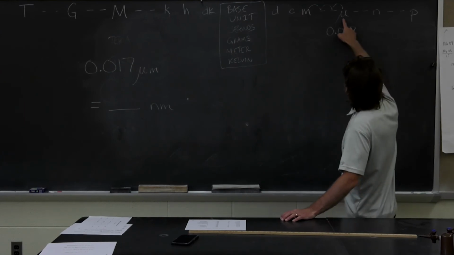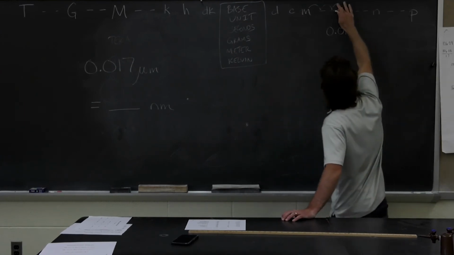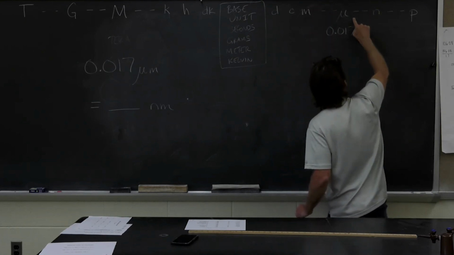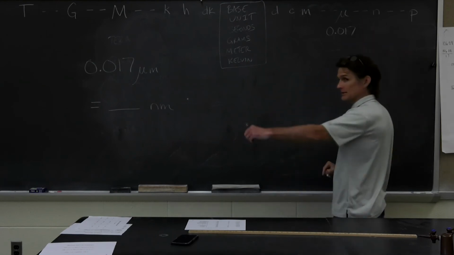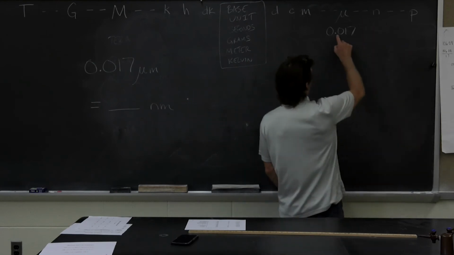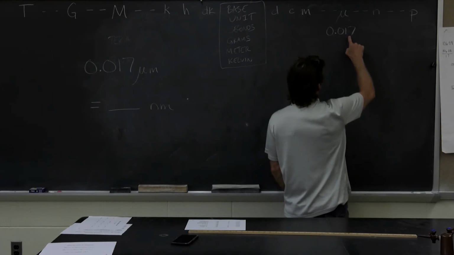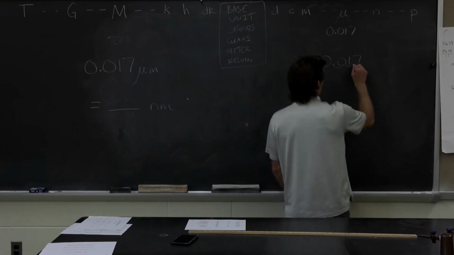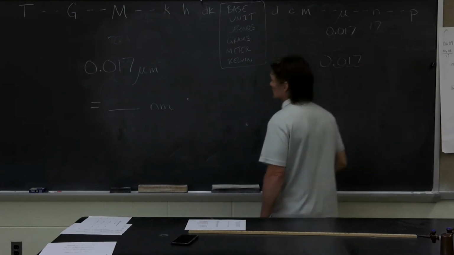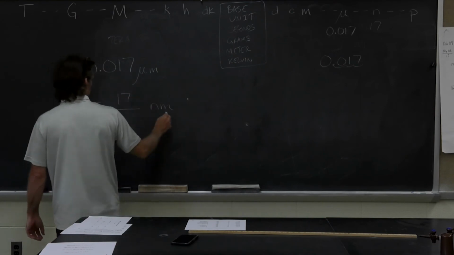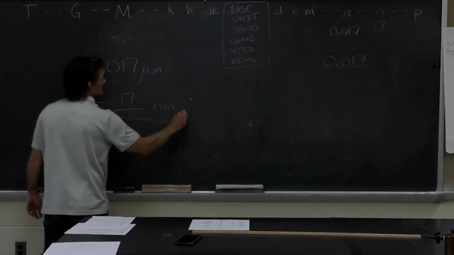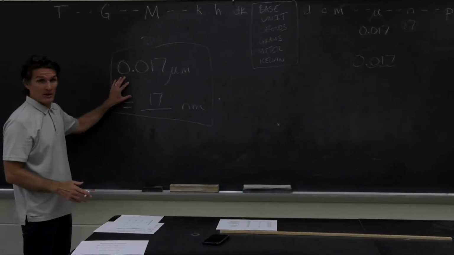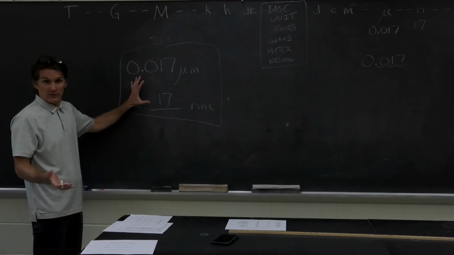Well, let's see. If I'm at micro and I want to move to nano, I'm not moving this way. I'm moving this way. I see I got to move 1, 2, 3 spaces in this direction. So I move that one's easy. I move this decimal 1, 2, 3 spaces in this direction. So let's see. 1, 2, 3. It's 17. So there are 17 nanometers in 0.017 micrometers. These are identical measurements, and they're written in slightly different ways.